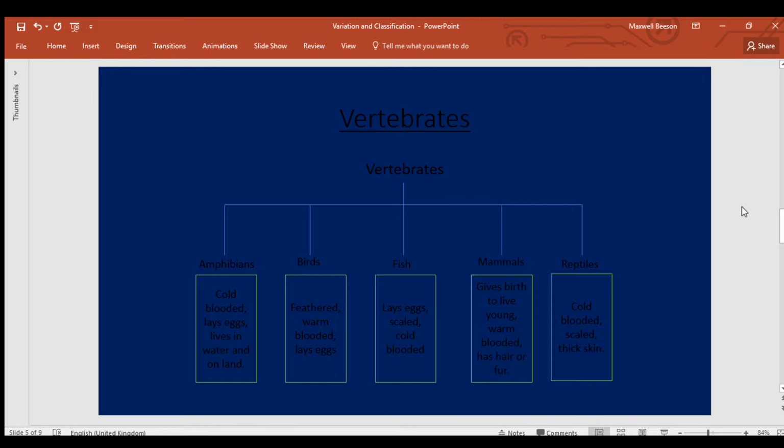An example of amphibians could be a frog or a newt. An example of a bird would be a sparrow or a blackbird. Example of a fish, a salmon or a cod. An example of a mammal, human beings are mammals, or squirrels are mammals too. And reptiles, it could be a snake or a bearded dragon.